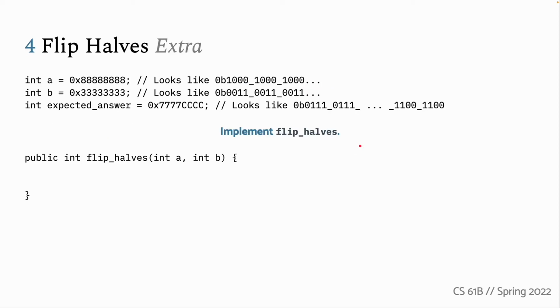Okay, last problem. This one's a little harder. So we are going to implement something called flip halves. The idea here is that we take the first number, we flip the first half, and then we take the second number and we flip the second half, and we put those together. Kind of complicated, but I'll give you a chance to try it out if you want to figure out what this means. There's an example up there. The example is in hex, by the way. That's what 0x means. 0b means binary. I'll give you a chance.